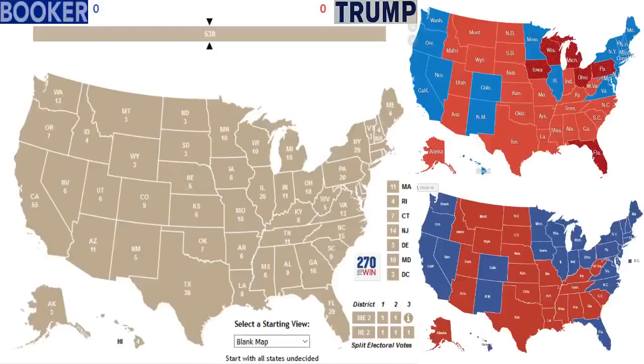Hey guys, welcome on into today's video where we're going to be doing another presidential prediction map here for 2020. And in this video, going to be doing Cory Booker on the Democrat side and incumbent Republican President Donald Trump on the Republican side. Going to be giving Booker the blue states, Trump the red states.